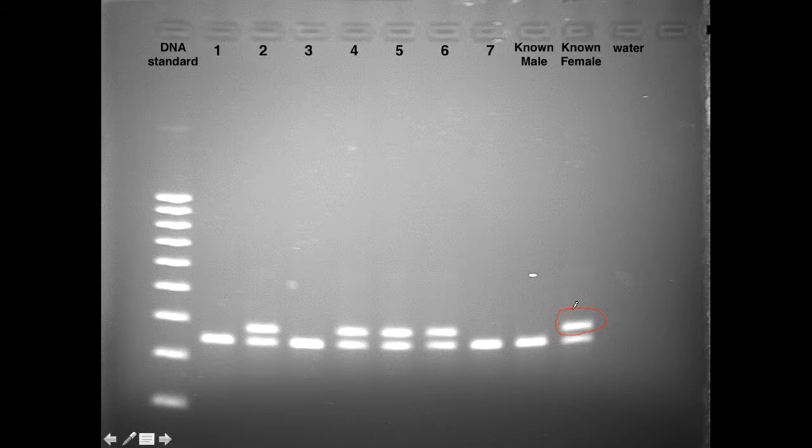Therefore, in this gel electrophoresis, you can see that the female has two distinct bands, the W and Z chromosome, while the male has two Z chromosomes. Using this information, we can determine whether the bird is male or female. This is just one example of how individual genetic testing can help us gather more information about how to conserve species.